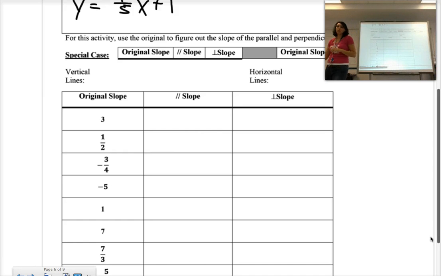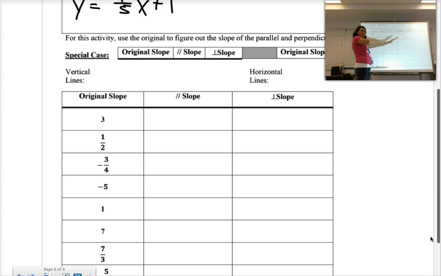Okay? So a vertical line is going to be a line that's up and down like this, vertical. Okay? And a horizontal line is going to go here, left to right, like the x-axis. Now these types of lines have slopes, and you need to make sure that you understand the difference of the slopes.